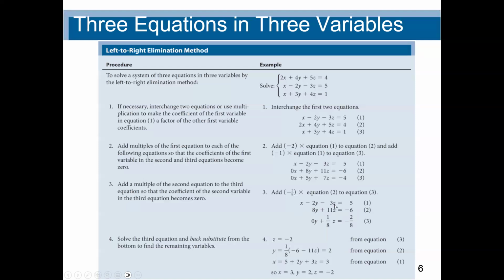x equal to what? 5 plus 2y plus 3z, because negative 3z, negative 2y, when they cross the equal sign, they are going to be addition. That's what they did here. When we solve it, we get 3.